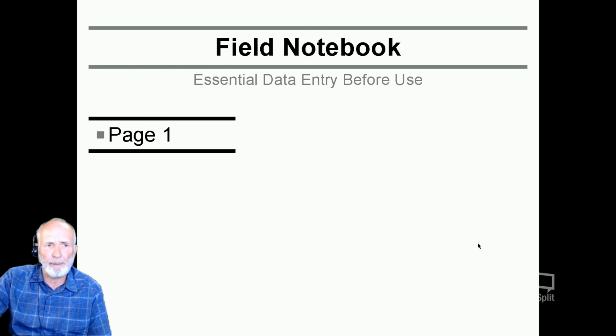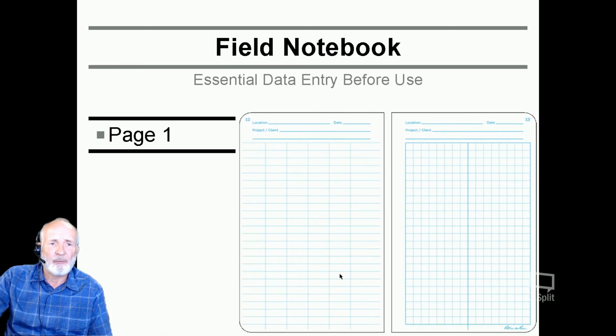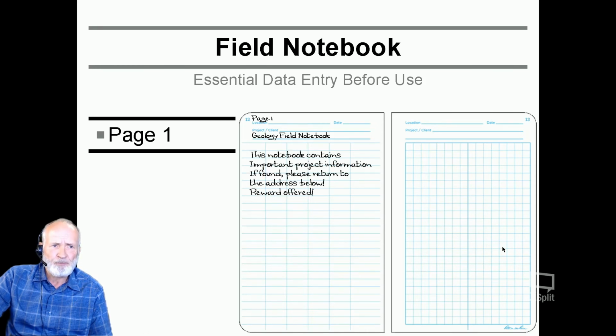Page 1. Essential data you should put into your field notebook as soon as you receive it. So blank pages somewhere. You're going to start by writing page numbers on each page. In this case, page 1. And give it a title. This is your geology field notebook. Here we go. And the very, very first page is incredibly important.